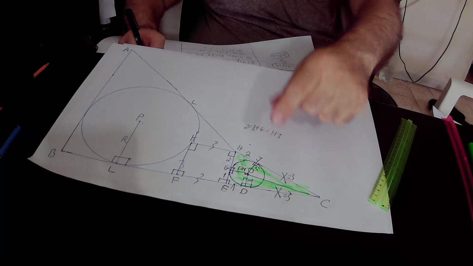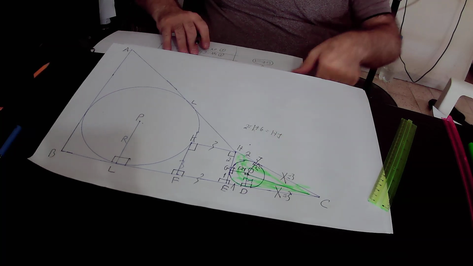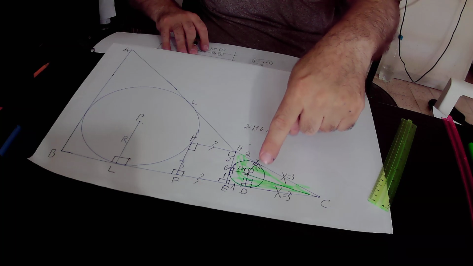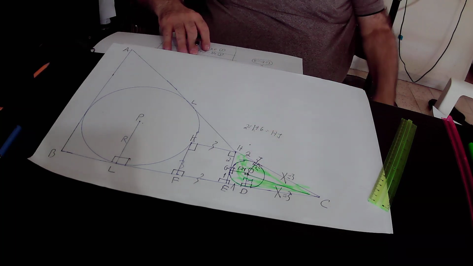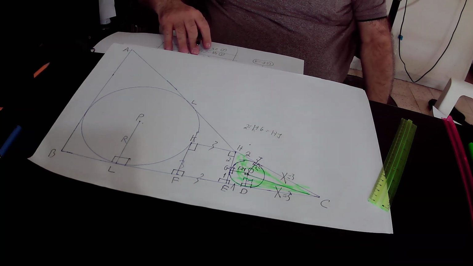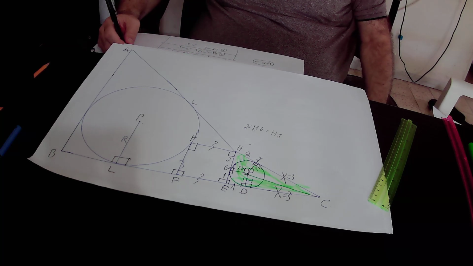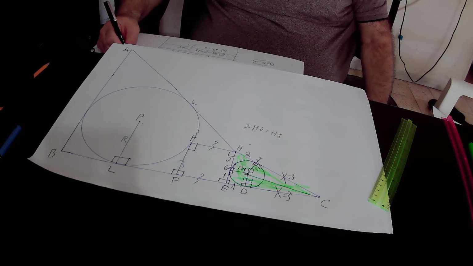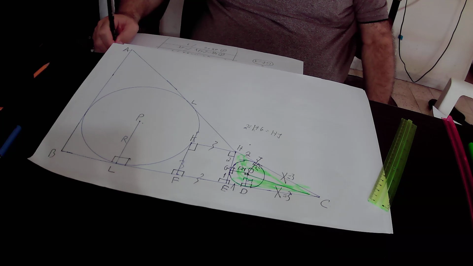So why are those 2 right triangles congruent to each other? First of all, JO equals OD, they are equal to each other because they are both the radii of the circle. So JO equals OD equals R, that is equal to 1.